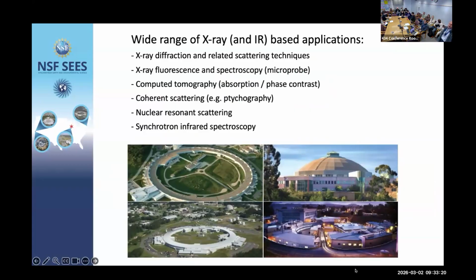But the synchrotron facilities supported by SEAS provide a wide range of X-ray based applications for earth and environmental science: X-ray diffraction and related scattering methods, X-ray microprobe techniques, including fluorescence and absorption spectroscopy, tomography applications like those you would use in rock deformation, which we showed in the previous talk, ptychography and other coherent scattering methods. Nuclear resonance scattering is done at Sector 3 here, and we have one beamline that's not for X-ray purposes, but infrared: synchrotron infrared spectroscopy at NSLS2 at Brookhaven National Lab.